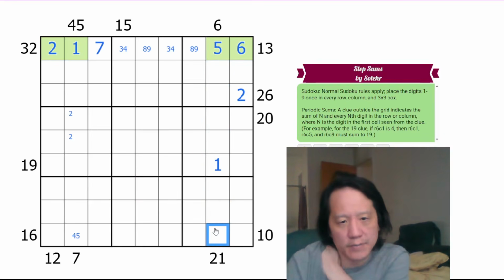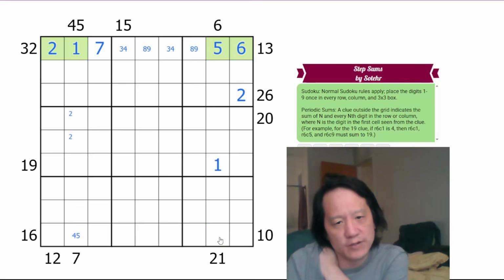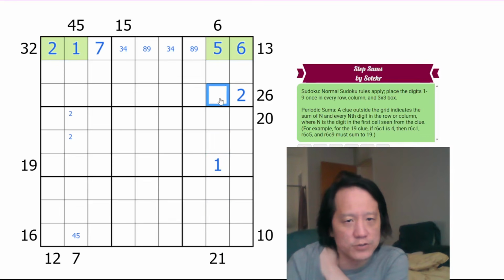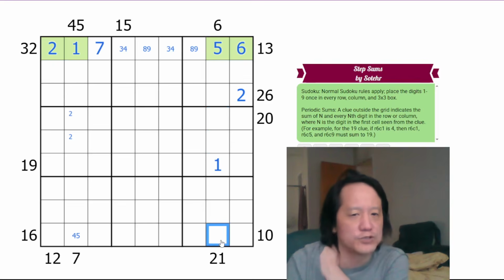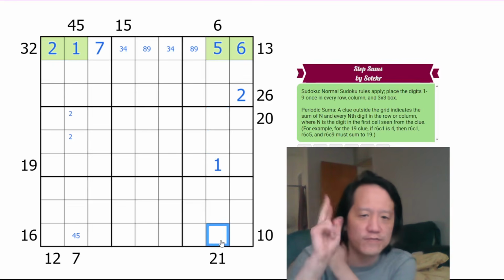21. It cannot be 3, because if it were 3 here, that would be 1, 2, 3. So 3, 1, and another digit adding up to 21. Can it be 4 here? If it's 4 here, that's 1, 2, 3, 4. So that adds up to 4, and 5 add up to 9, but 21 minus 9 is 12. So 4 doesn't work here either. So 3 and 4 don't work.